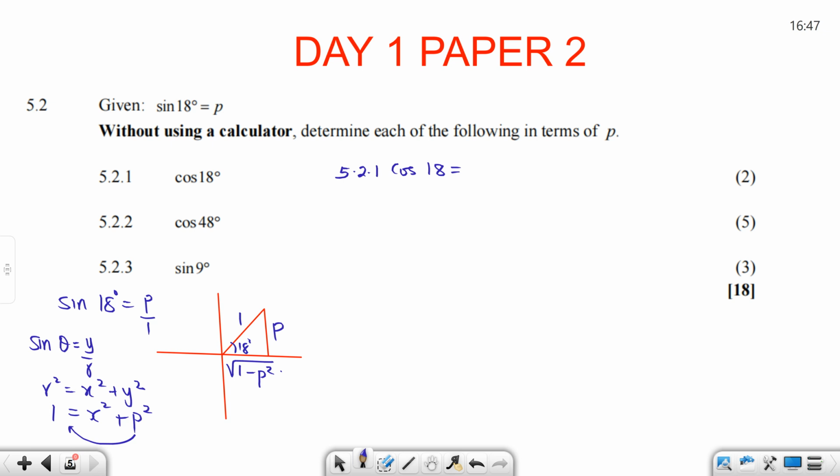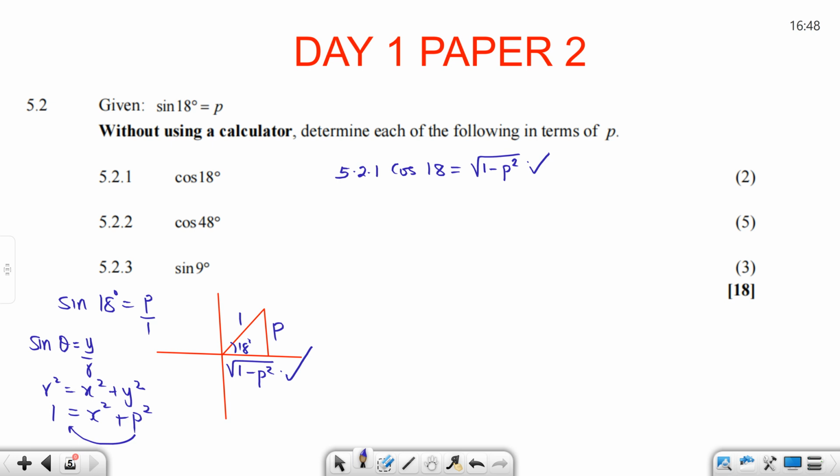What is cos 18 going to be? This is why we needed the triangle. What is cos? X over R, or adjacent over hypotenuse. What would that be? Square root of 1 minus P squared. So you get 1 mark for that whole diagram, and 1 mark for that expression.